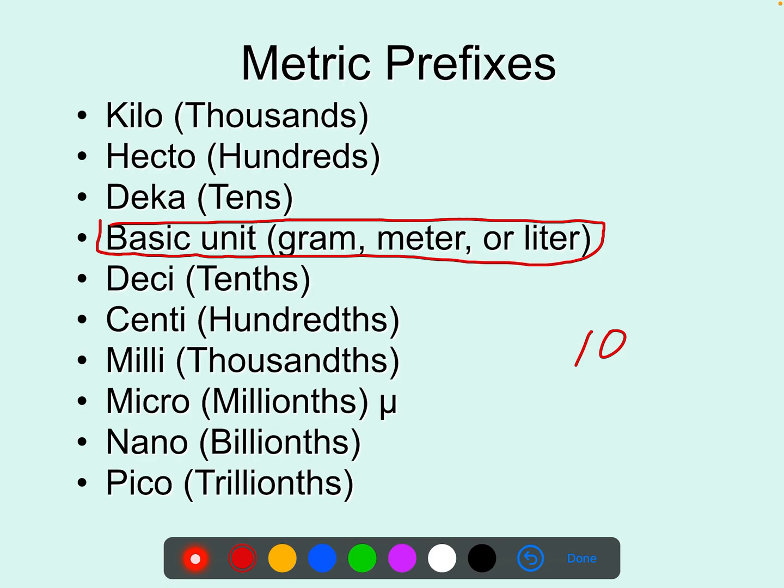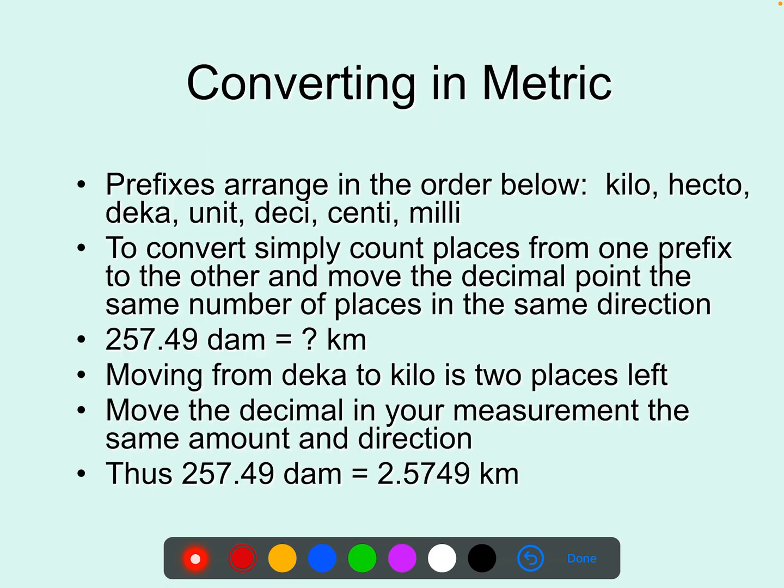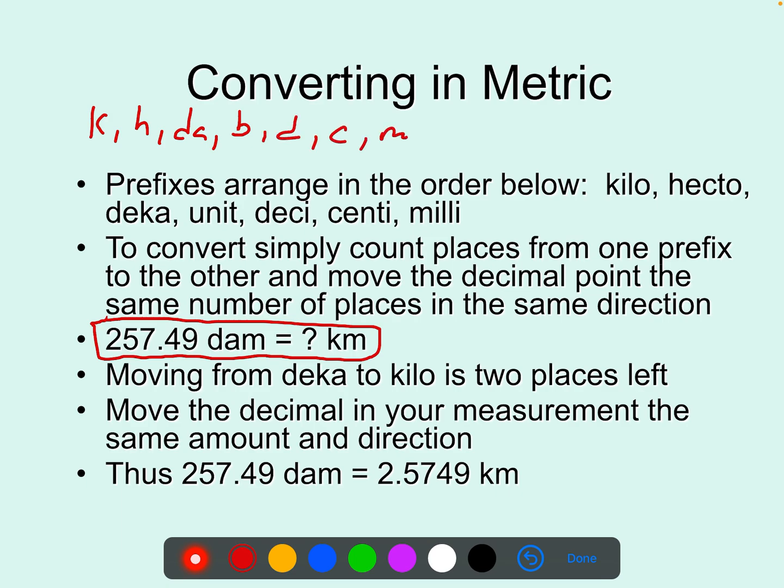So what do I mean by that? Let's say, for example, I wanted to convert 257.49 decameters to kilometers. And you can do this on test day in your head, or you can write these prefixes down. Remember in class we talked about that memory device you can use where King Henry died by drinking chocolate milk. Okay, and the "by" is the basic unit, which could be the gram, the liter, the meter, and so on, and the whole system of prefixes builds around it.